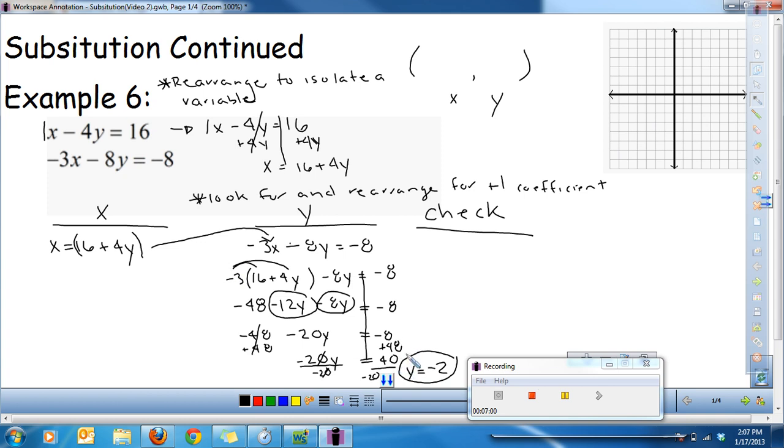Now I have y. I can still plug y into this equation. So I'm going to rewrite this. x equals 16 plus 4 parentheses. I think y is negative 2, so I'm going to put negative 2 in for y. Let's simplify. Bring down my 16. 4 times negative 2 is negative 8. And 16 minus 8 is 8.